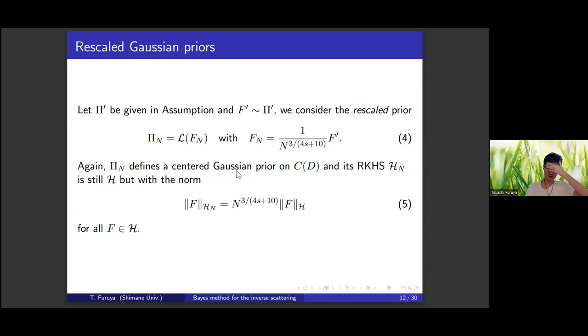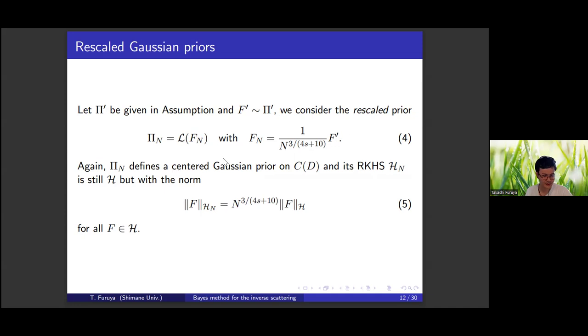And then, in order to show some consistency theorem, I need to also assume scaling. The scaling means: let pi prime be given in the previous assumption, and let's consider some pi n. Pi n is the law of the f n. F n is given by, roughly speaking, essentially from the f prime, which is coming from the pi prime. But we need scaling. We need to multiply by 1/n to the power of 3 over 4s plus 10.